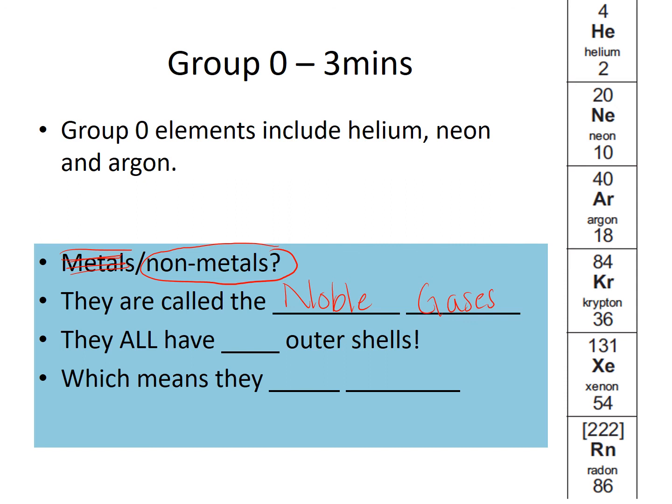And the reason why they're in group 0 is because they all have full outer shells. So every single noble gas here has got a full outer shell of electrons, and because of this they don't react. So take a few minutes to copy down the information and we'll continue when you're ready.